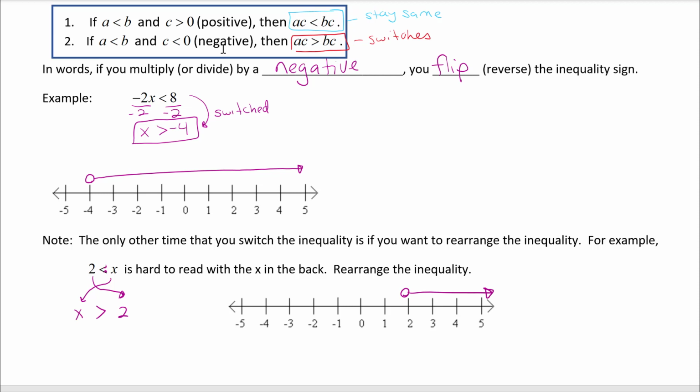Okay, so the only two times you switch your sign is if you multiply or divide by negative, or if you rearrange the order. If you add to both sides or subtract to both sides, you're not going to be changing your inequality. Only if you multiply or divide by negative, or if you switch the whole left side and the right side of the equation around.